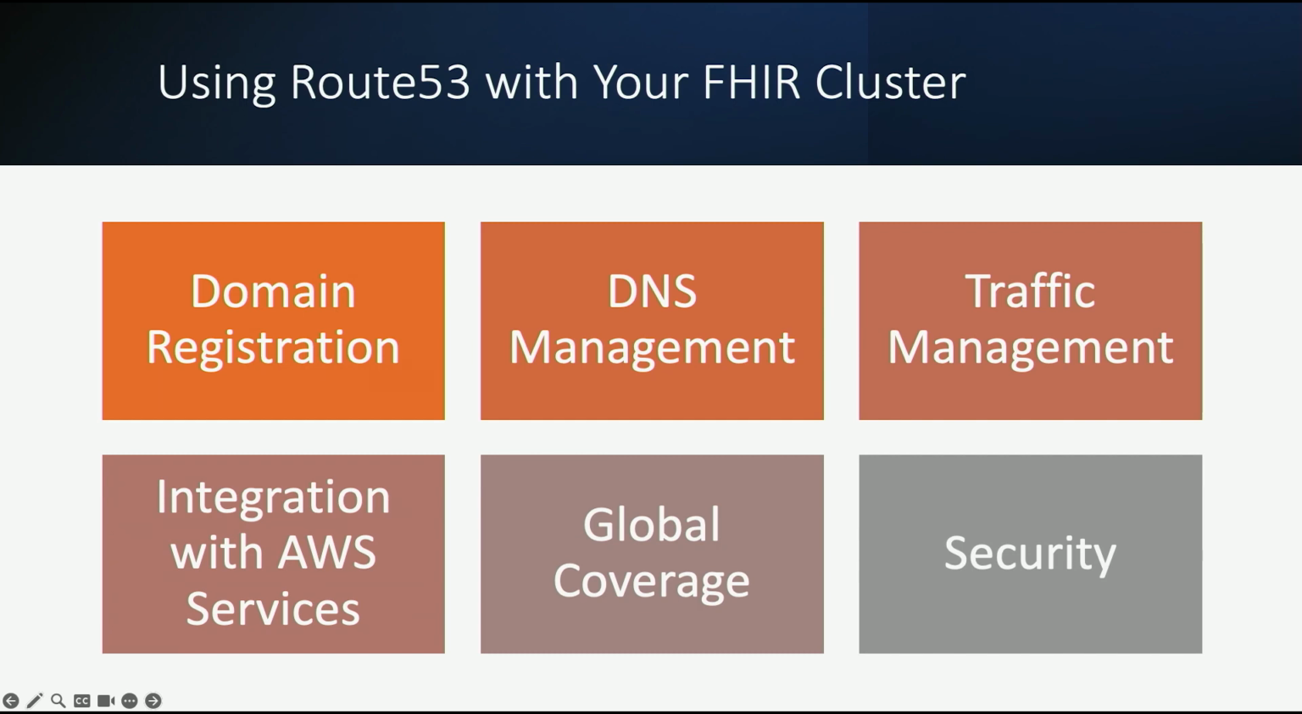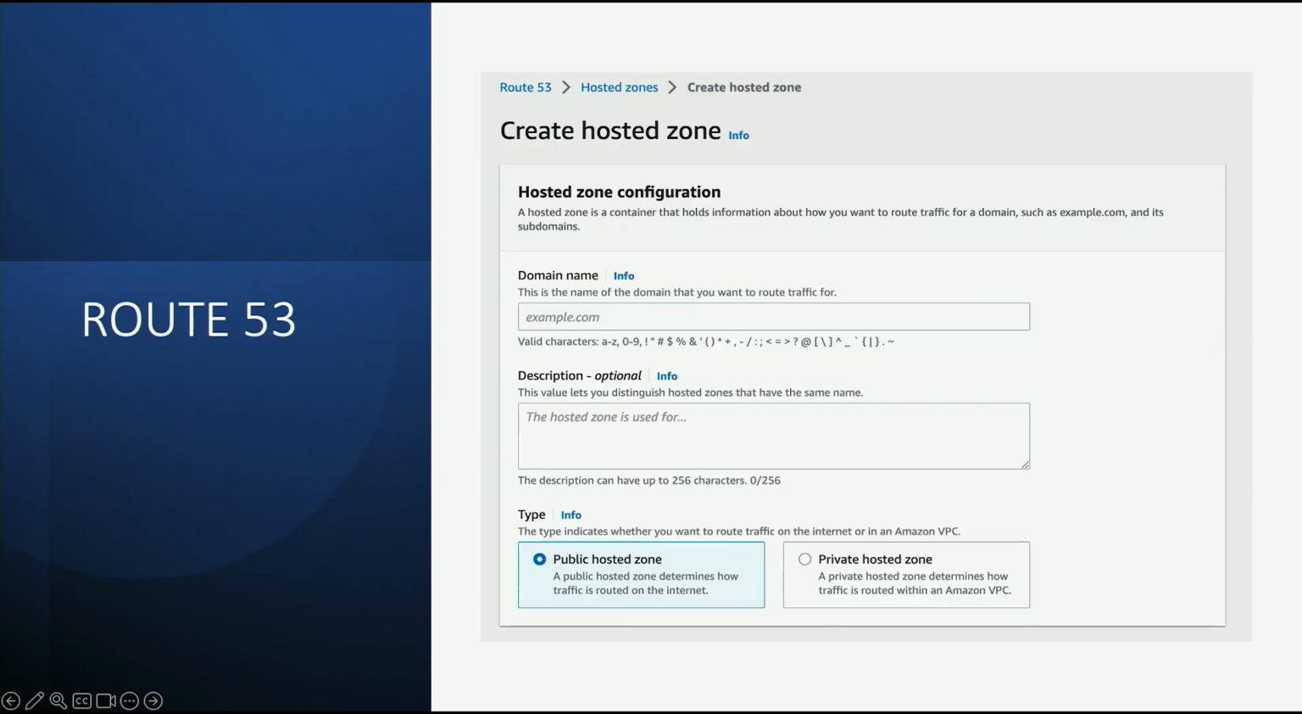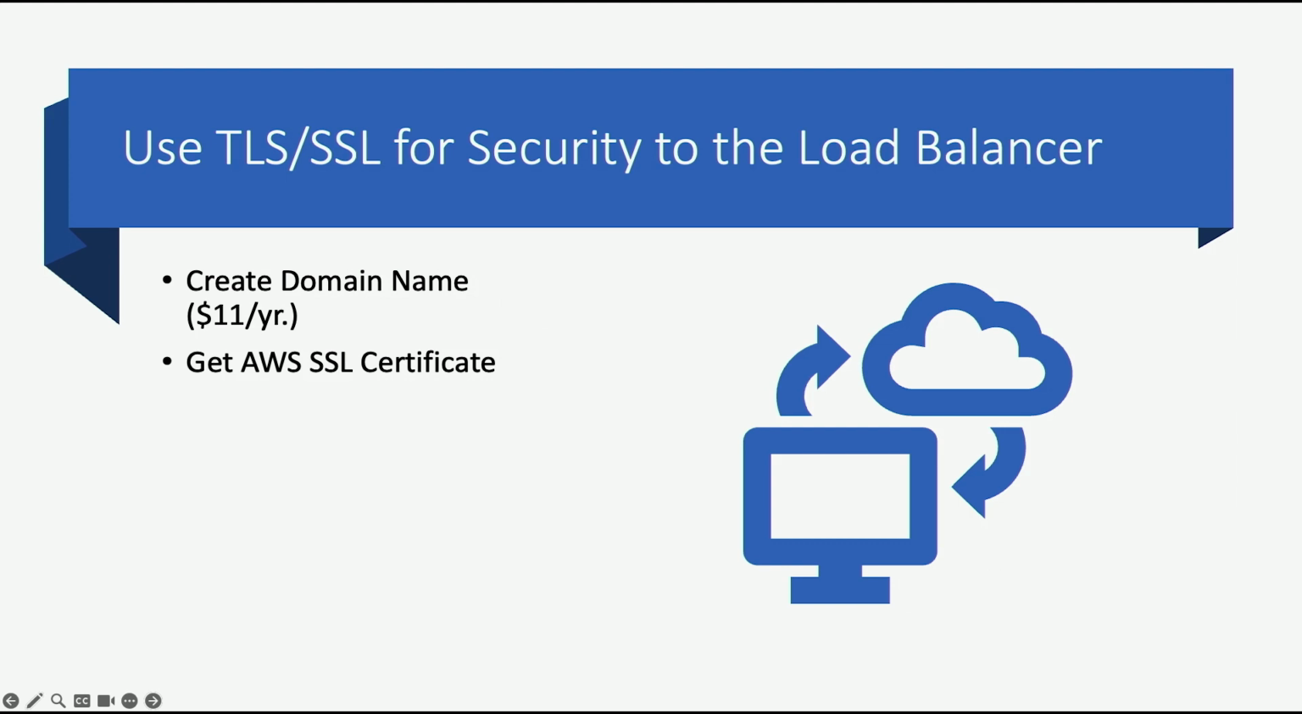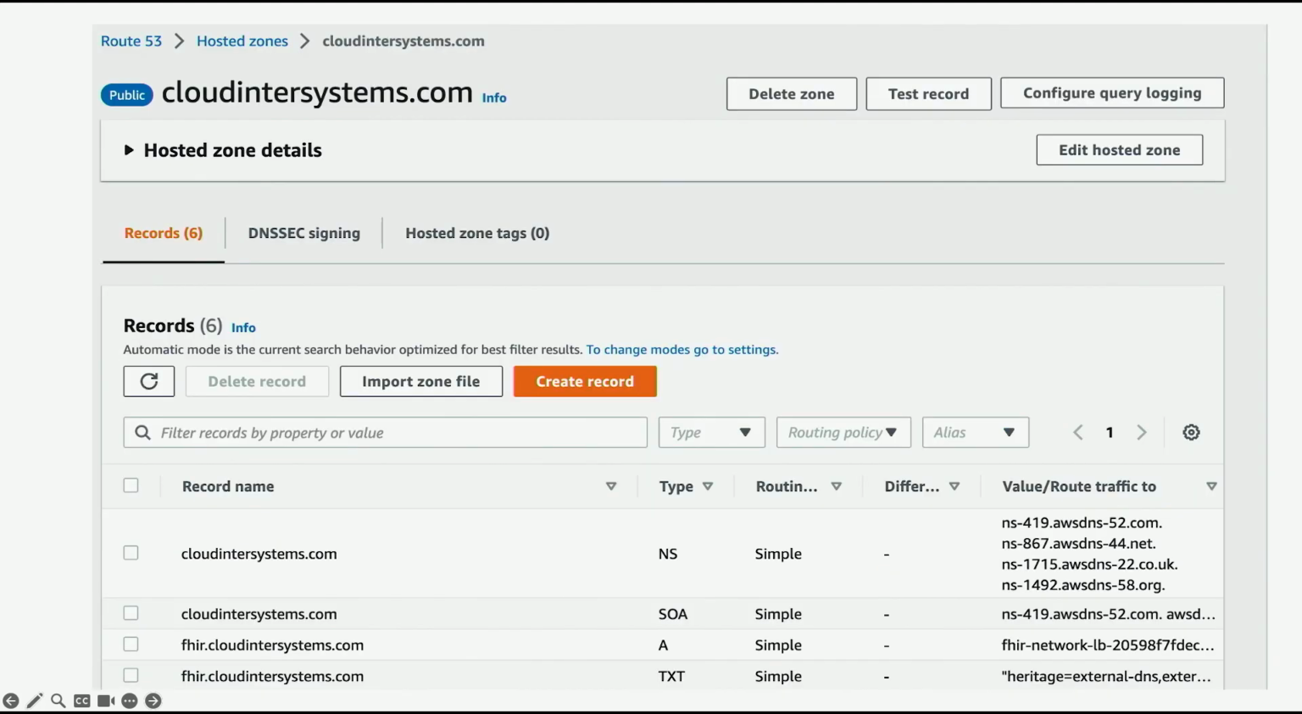With Route 53, you can give your FHIR server a domain registration, and you could get a digital certificate either through AWS or others, and then be able to have secure TLS traffic running between any client and your FHIR server. I'm not going to go more into that, but it's very inexpensive to get a domain name that you could tie to your load balancer and get an AWS certificate so that you can secure the traffic to your FHIR server.